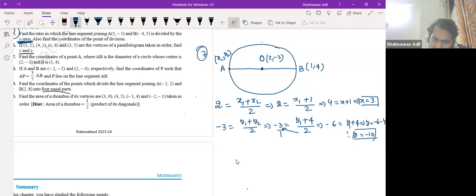So the coordinates of A is 3 comma minus 10. What was the doubt in this question, Amira? We have to just use the midpoint. Right? Do you understand this part? Yes, sir. Put it down and tell me about the other doubts.